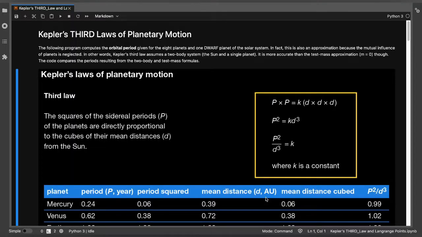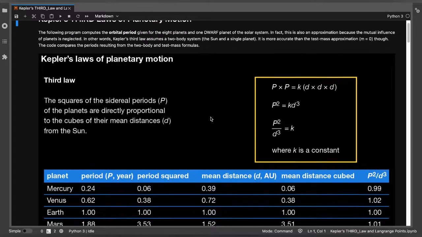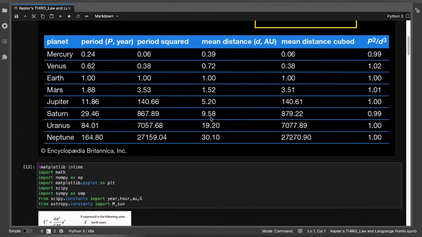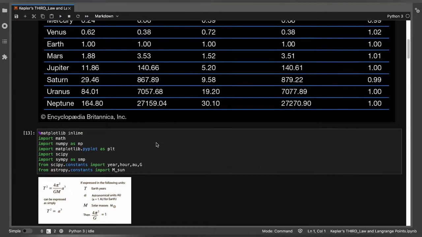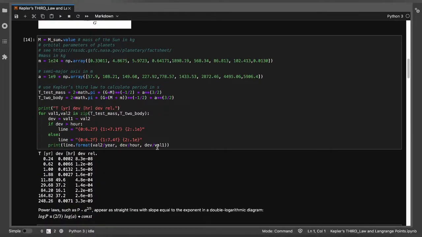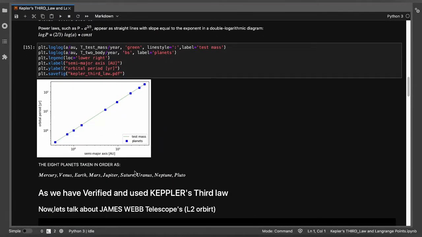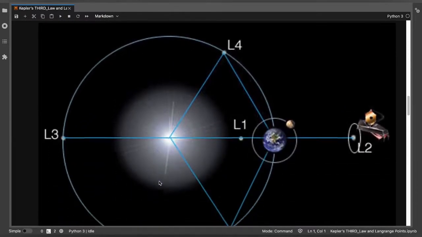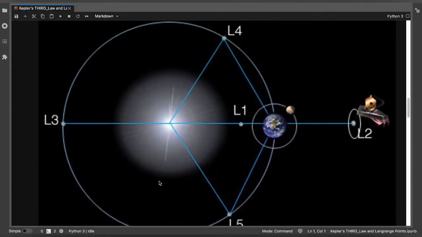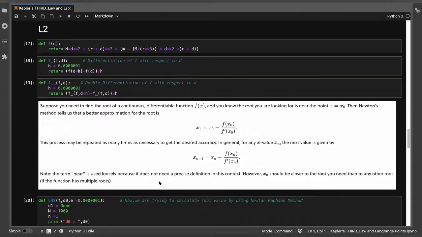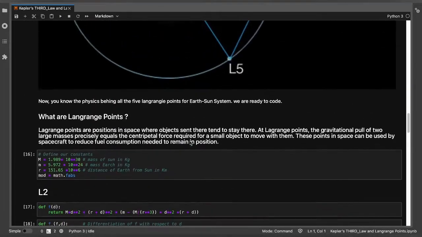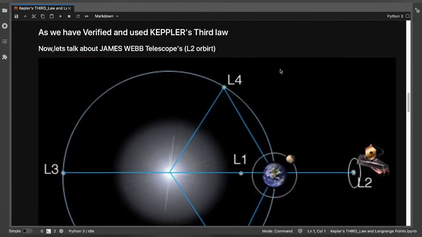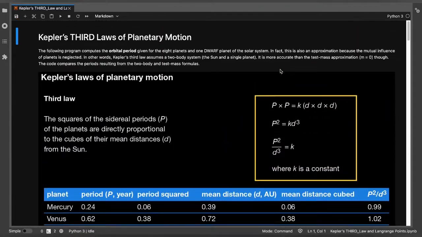Hey guys, so in this video we are going to discuss Kepler's law of planetary motion, the third law of Kepler, and we are going to make an analysis on our solar system by calculating the time period, and we are going to plot a graph for that. And after that we are going to have a look at the Lagrange points for the James Webb Telescope, and we are going to code it. The L2 and L1 Lagrange points we are going to code for that. Okay, so I think we should start now.